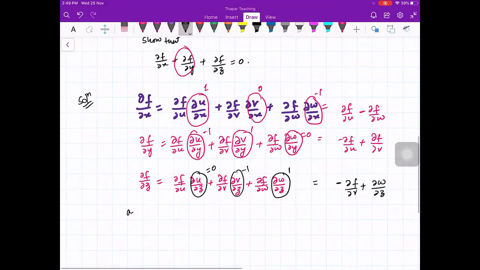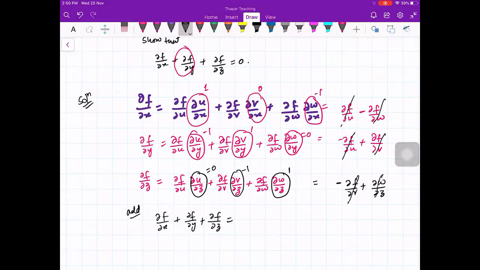Now you add, you will get on the left hand side ∂f/∂x plus ∂f/∂y plus ∂f/∂z, and on the right hand side you see this term and this term will cancel, this term and this term will cancel, this term and this term will cancel, so you'll get a 0, right? So hence proved. Got it, beta? Simple calculations you have to do.